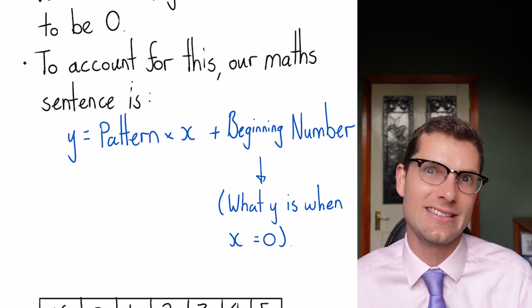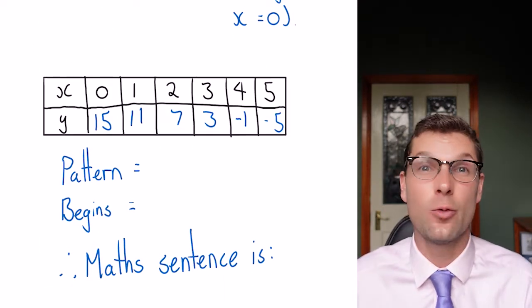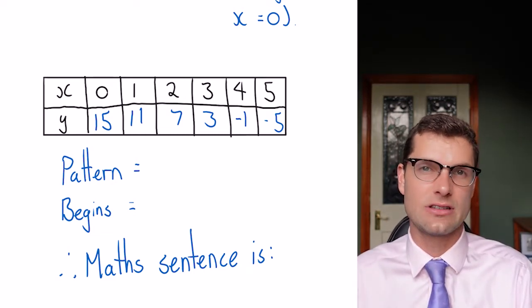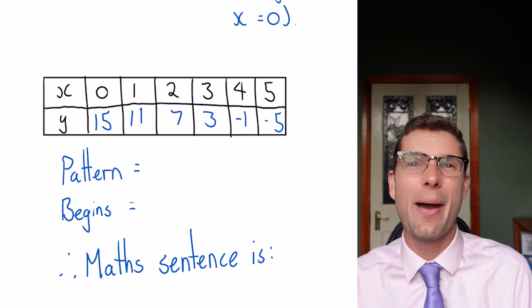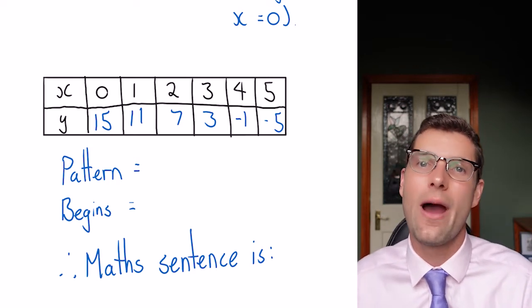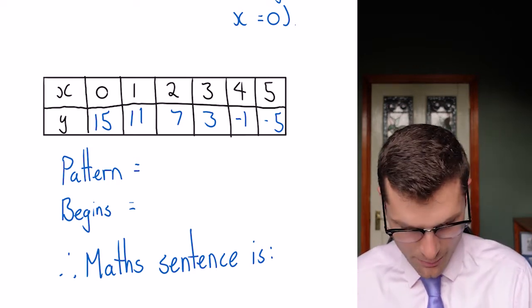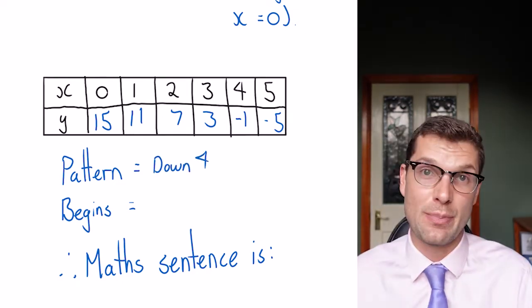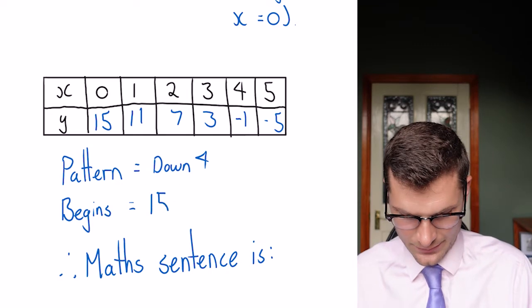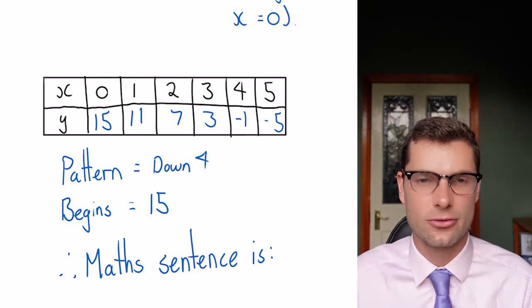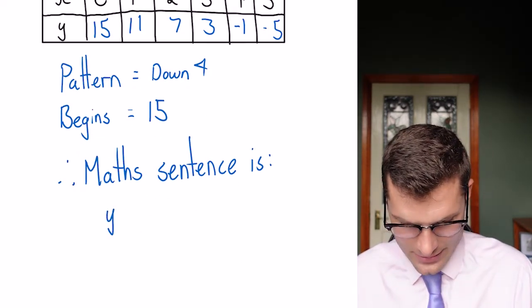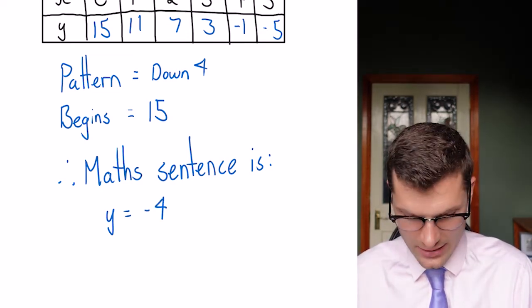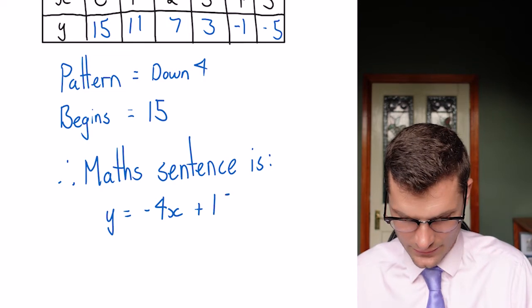So let's have a look at this in an example. Here we can see that 0 and 15. We've got x is equal to 0, y is equal to 15, and the pattern is that it's going down by 4 every single time. So the pattern, down 4, and it begins at 15. So for here, the mathematical sentence is that y is equal to negative 4 multiplied by x plus 15.